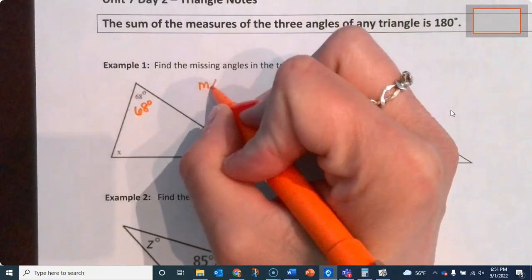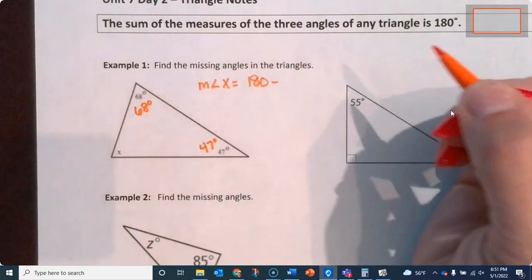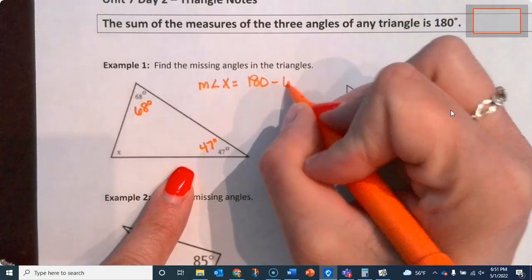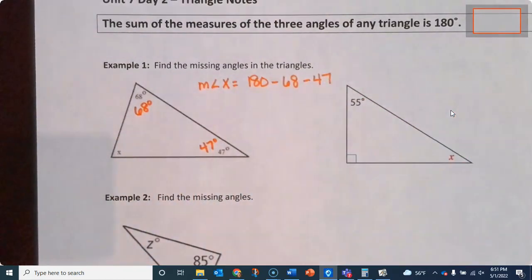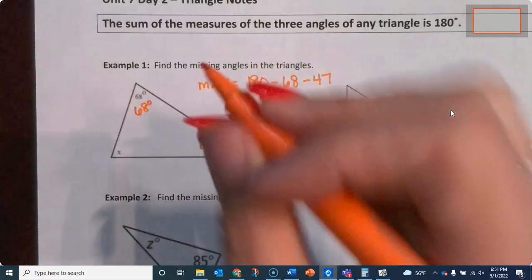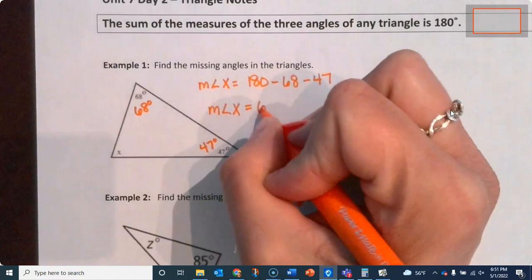So the measure of angle X is equal to 180 degrees minus the two angles that we know. So minus 68 and minus 47. Get out the calculator. So 180 minus 68 minus 47 gives us 65 degrees. So the measure of angle X is 65 degrees.